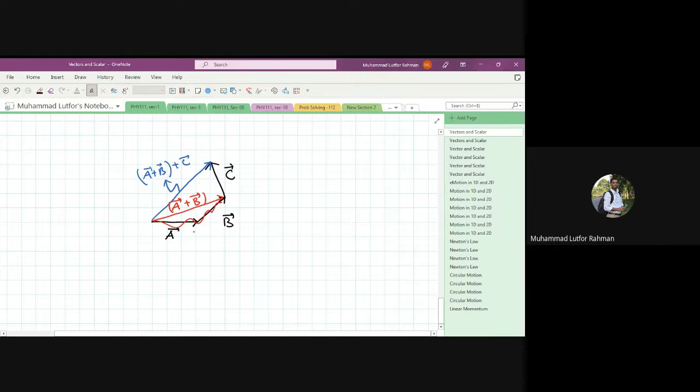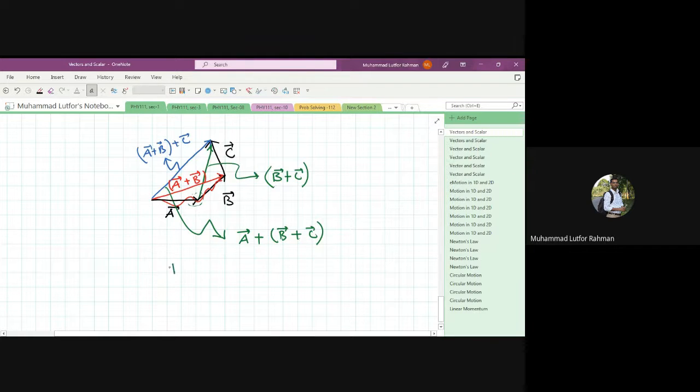What if, instead of adding A and B, you add B plus C first? You can do that also. If I add B and C first, this would be the B plus C vector because they are again head to tail connected, and with respect to that vector, A is again head to tail connected. The resultant direction will be the same because I'm not changing any vector. The resultant remains the same, and I will find it is A plus B plus C. So these two are the same: A plus B plus C must be equal to A plus B plus C.